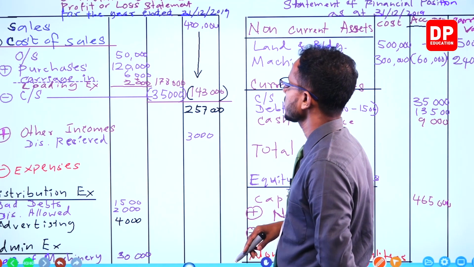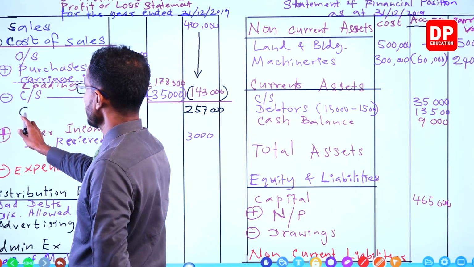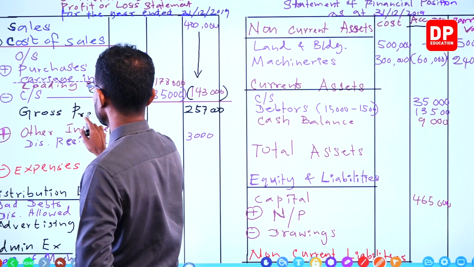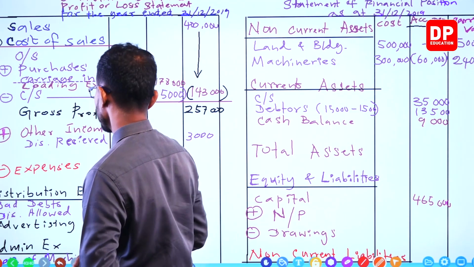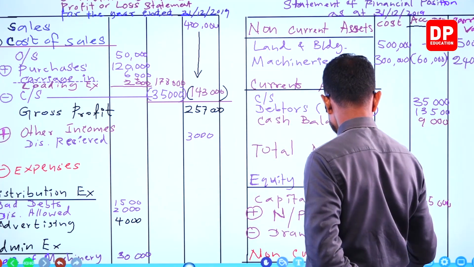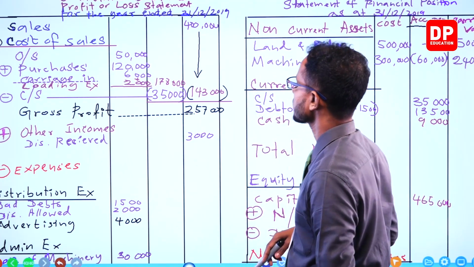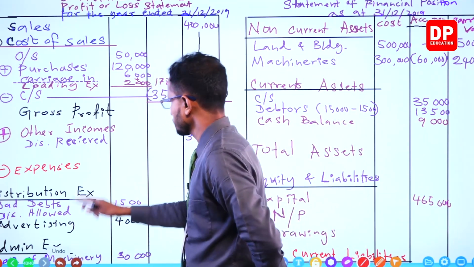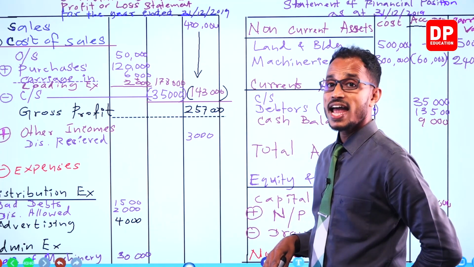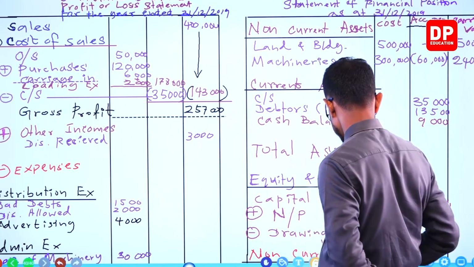That is the gross profit. That's why we left some space here, gross, to write these beautiful words, gross profit. Okay, we got the gross profit. It's right here, gross profit. What do we do to gross profit? We add the gross profit with other incomes, and we have 3,000 of other incomes.